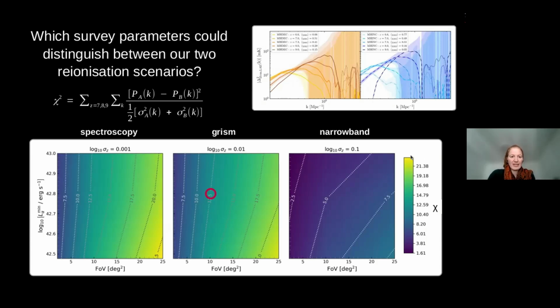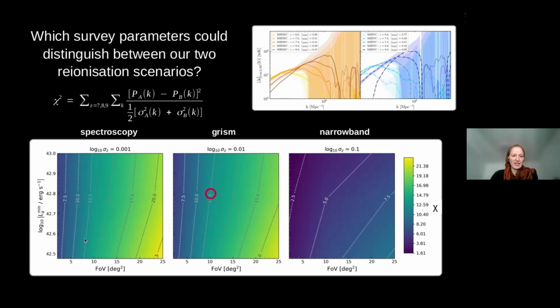So the higher this value is, the better you can distinguish between the models. And you already see that with GRISM you can do a much better job. And actually the difference between GRISM and spectroscopy seems to be not that large. I guess it's mostly because the constraining power comes essentially from the large scale modes.